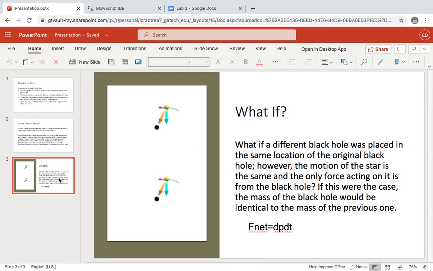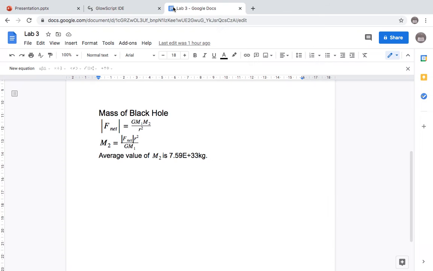The lab will then end with this hypothetical. What if a different black hole was placed in the same location of the original black hole? However, the motion of the star is the same and the only force acting on it is from the black hole, as it was before. If this were the case, the mass of the black hole would be identical to the mass of the previous one, because with the motion being the same, the F-net will be the same. Thus, the mass will be the same as before.